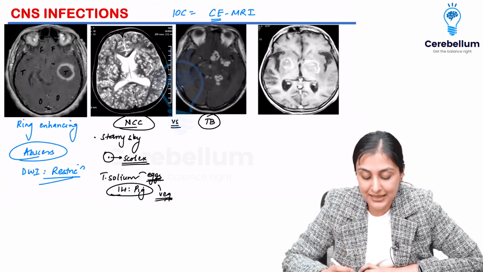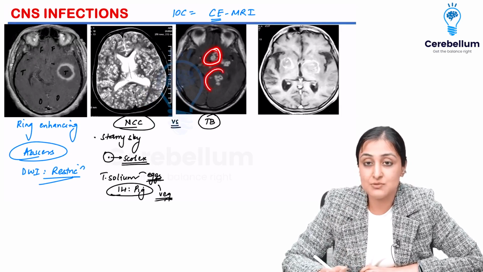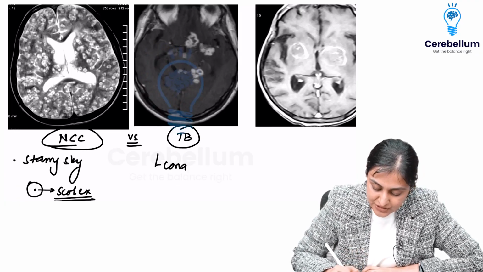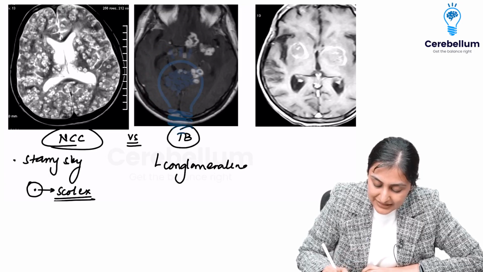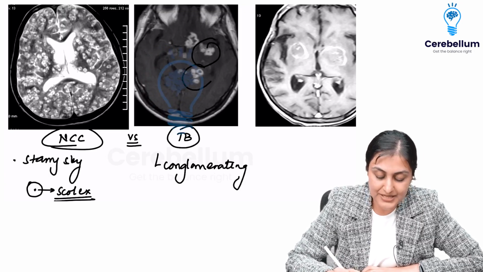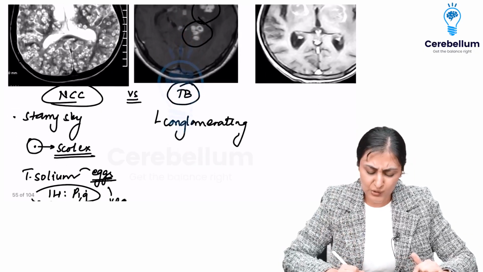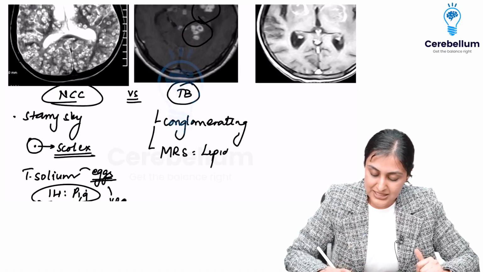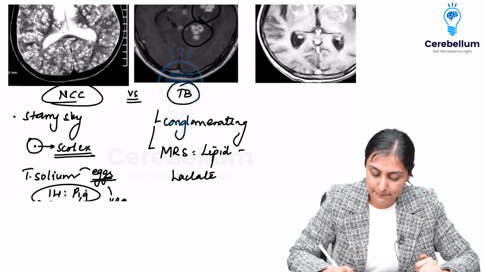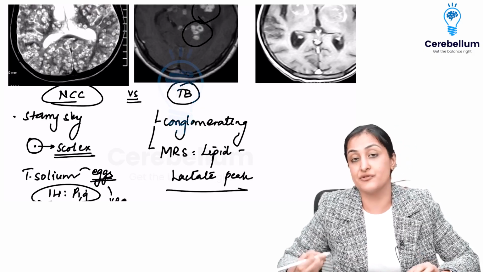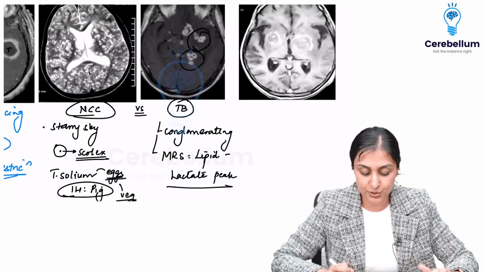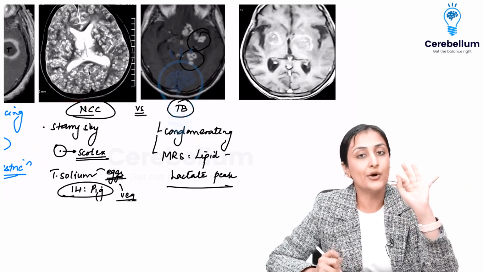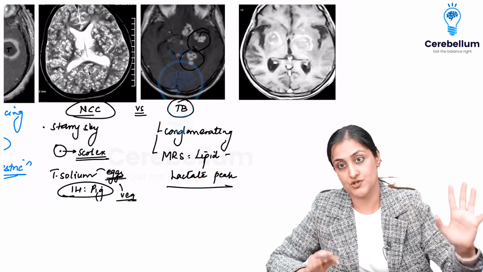neurocysticercosis. On the other hand, in tuberculomas, you can see these multiple ring enhancing lesions. Again, a property that you see here is that these lesions are conglomerating, meaning they are merging into one another. That's the first point. The second point, which is an old repeat AIIMS question, is if you do MR spectroscopy, you're going to see a lipid lactate peak. This just indicates the presence of necrosis basically. So these are your 2 or 3 differentiators. Scolex means NCC. Conglomerating or lipid lactate peak means tuberculosis, right?